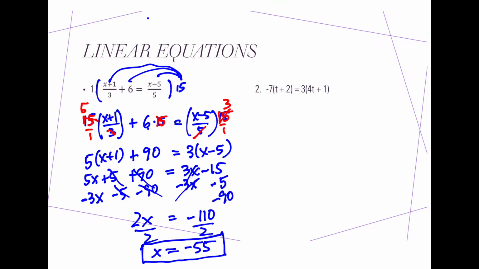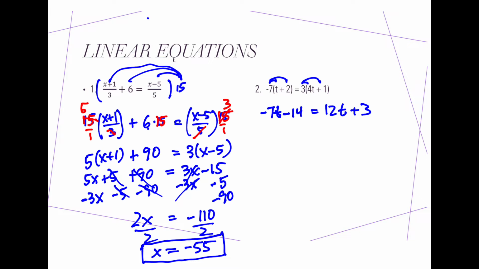In a similar way, we don't have any fractions on the next one, but we do have the parentheses here that we need to get rid of. We need to clear those out. So by distributing the negative 7, I get negative 7t minus 14, and then 12t plus 3.